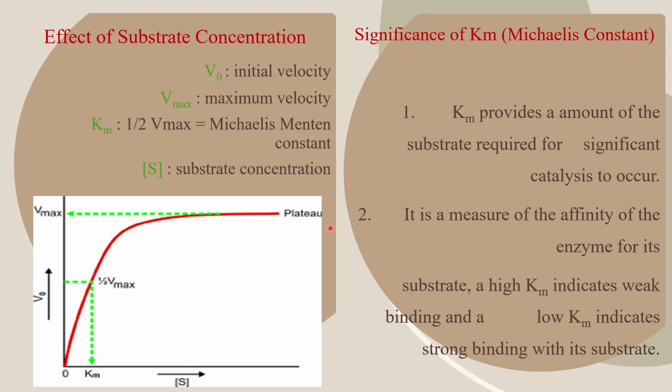So what is the significance of this Km or the Michaelis constant? The Km provides the amount of a substrate required for significant catalysis to occur. It is the measure of affinity of the enzyme for its substrate. A high Km indicates weak binding and a low Km indicates strong binding. So the higher the Km, the lower the affinity, and the lower the Km, the higher the affinity.